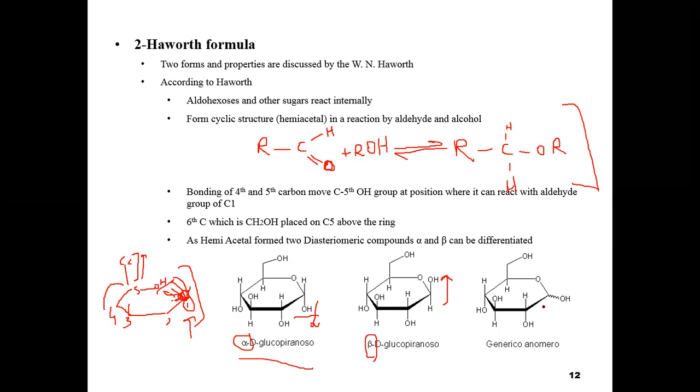Generally, to explain the general structure, we can only write a hydroxyl group. But if we need to differentiate the structure for the hydroxyl group, for the beta, we will write the hydroxyl group on the upper side. For the alpha, we will write the hydroxyl group on the lower side.